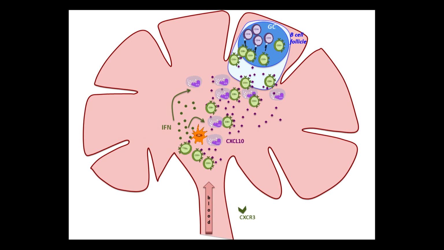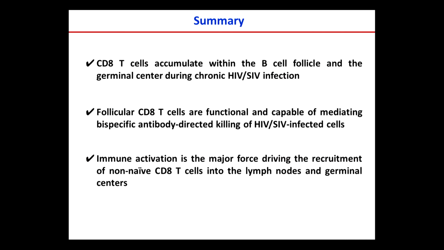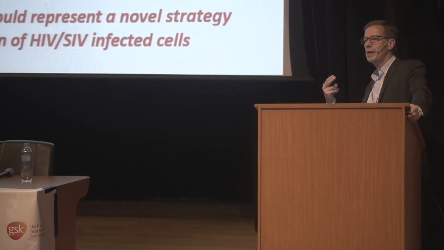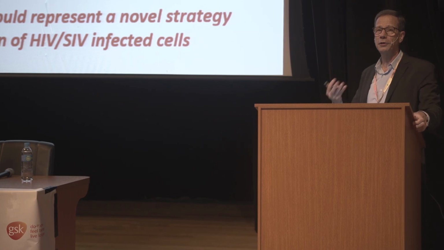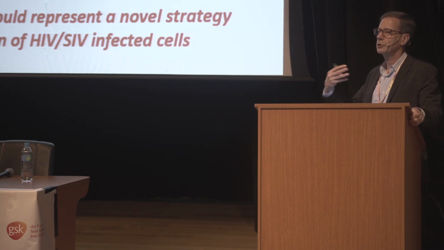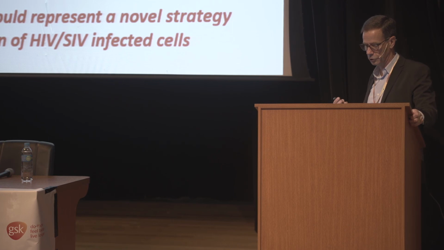So, CD8 T cells do accumulate within the B cell follicle and the germinal center during HIV and SIV infection. Follicular CD8 T cells are functional. They're capable of mediating bispecific antibody-directed killing of both HIV and SIV-infected cells. And immune activation seems to be the major force driving the recruitment of non-naive, so memory CD8 T cells into the lymph nodes and germinal centers. And the use of bispecific antibodies may be able to take these cells that aren't HIV or SIV specific and get them to actually target the HIV infection in these germinal centers.